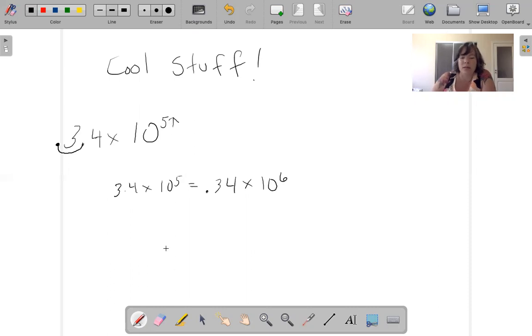Now watch this. 3.4 times 10 to the 5th. Let's say I want to make this number smaller. All I do is move this number over. It can equal 34 times 10 to the 4th. It works just like that.